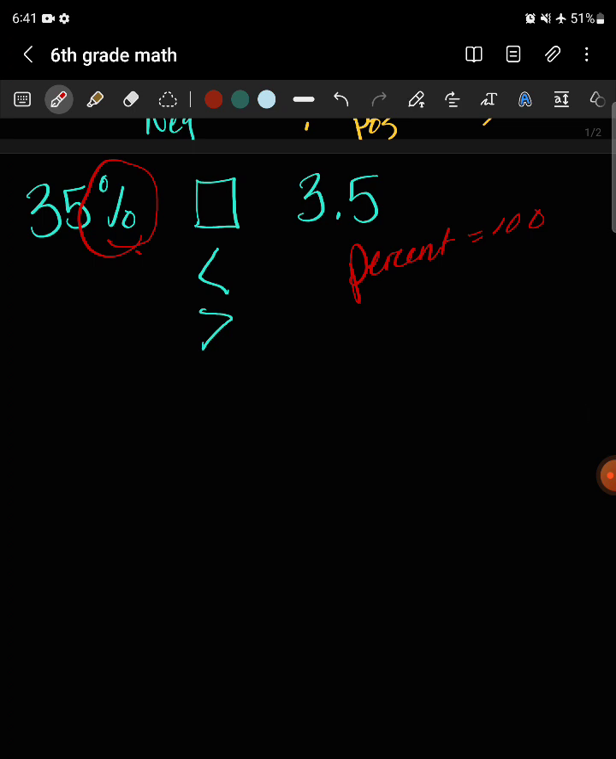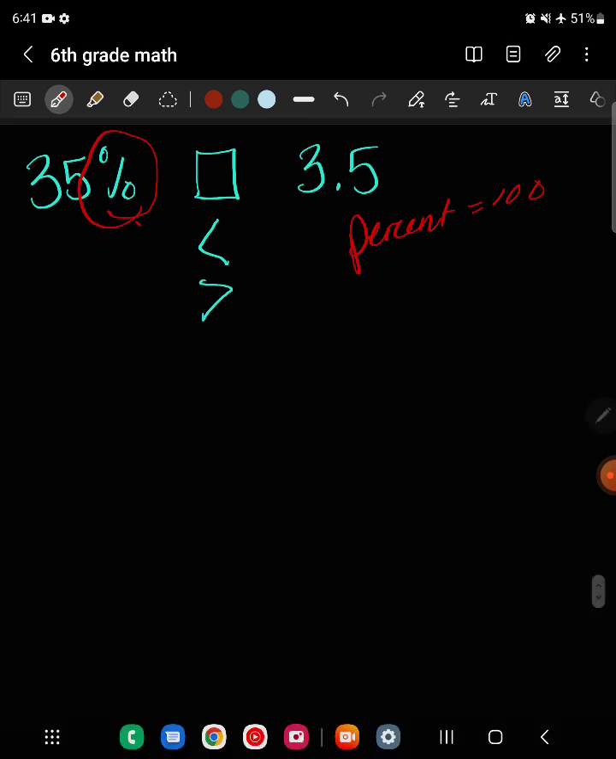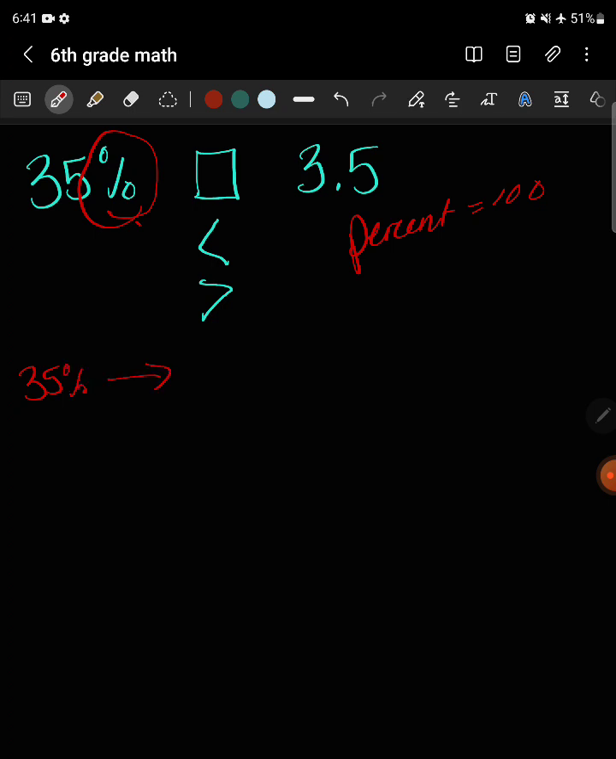And so right now we are at 35%, which means we have not reached one whole yet. So if I was to say, all right, where am I putting my decimal? I'm converting this 35% into a decimal. And when I convert that 35% into a decimal, I'm dividing by 100. And when I divide by 100, I get 0.35. All right. The decimal place is moving to the left 2 spots. I'm moving to the left 2 spots. 1, 2.